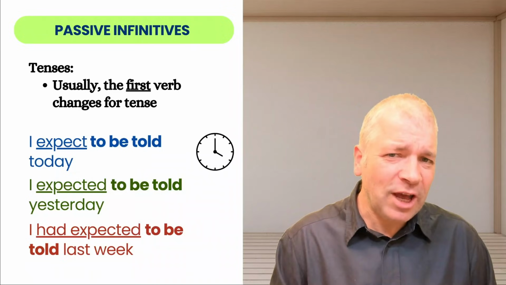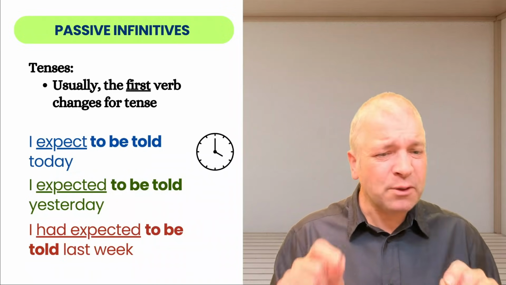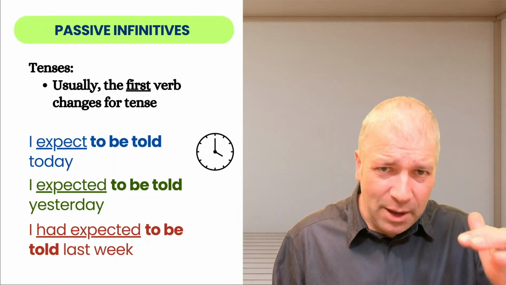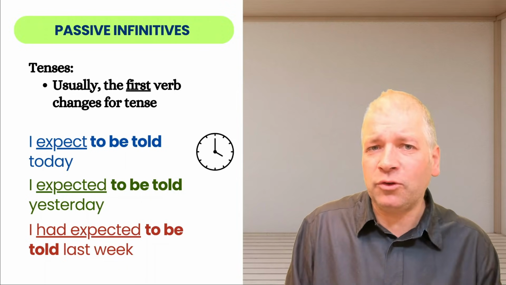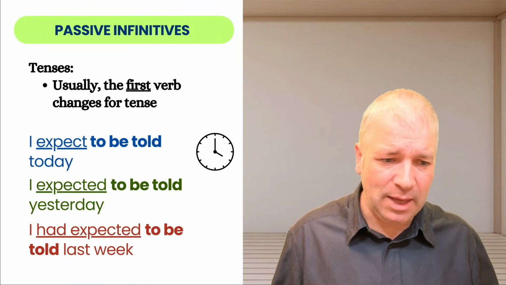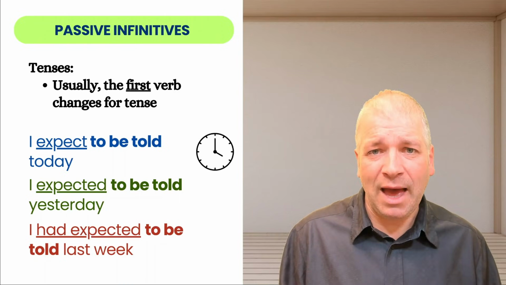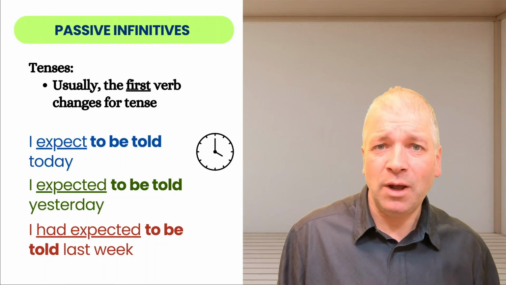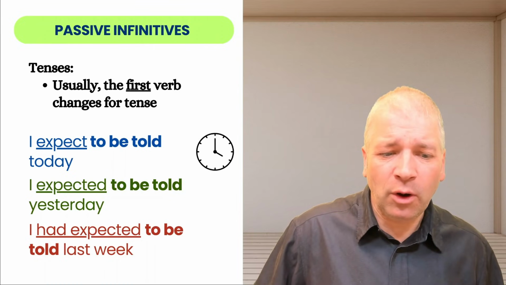Now, how do we change passive infinitives for tense? Well, usually it's the first verb that changes for tense. So compare the three examples here. I expect to be told today. That's using the present tense here, although in this case it relates to the future. Sometimes when we have these passive infinitives and passive gerunds, as we'll come to, they're actually used to relate to the future. I expected to be told yesterday.